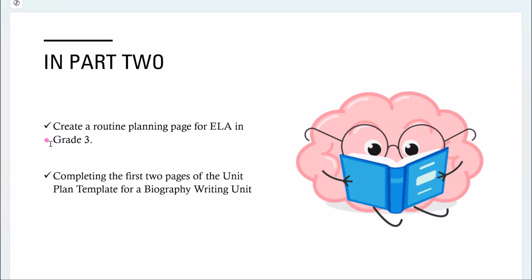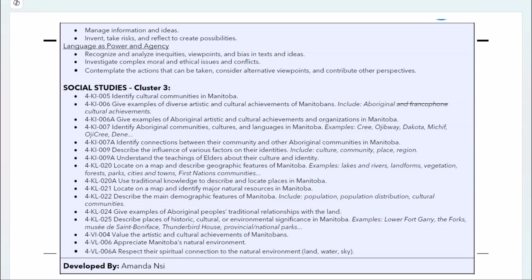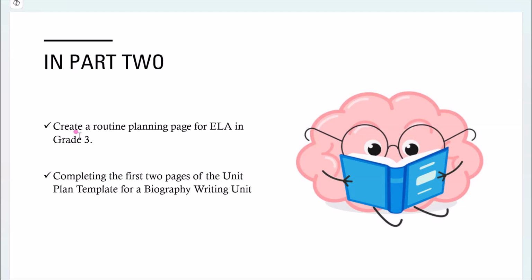Part 2, you're going to want to come back for if you want me to actually start planning. So what I'm going to do is create a routine planning page for ELA in grade 3. I'm going to focus on grade 3. I think nobody's in grade 3, so that'll be good. And then completing the first 2 pages of the unit plan template for a biography writing unit. So I'm going to just do these first pages, plus I'm going to do a routine page. And hopefully this helps you with your unit planning for ELA.